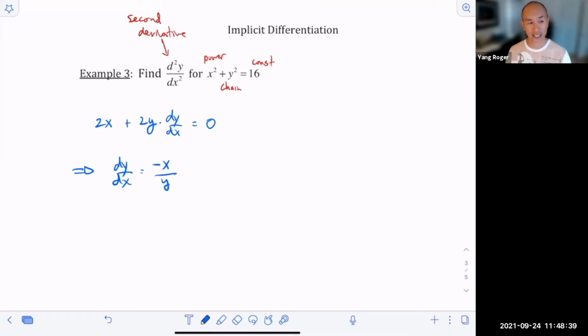Now I've got to calculate the second derivative. So I'm going to take the derivative of both sides. Maybe I'll stretch this out a little bit. I'll say we're going to do d dx of dy dx, and then d dx of negative x over y, like this.